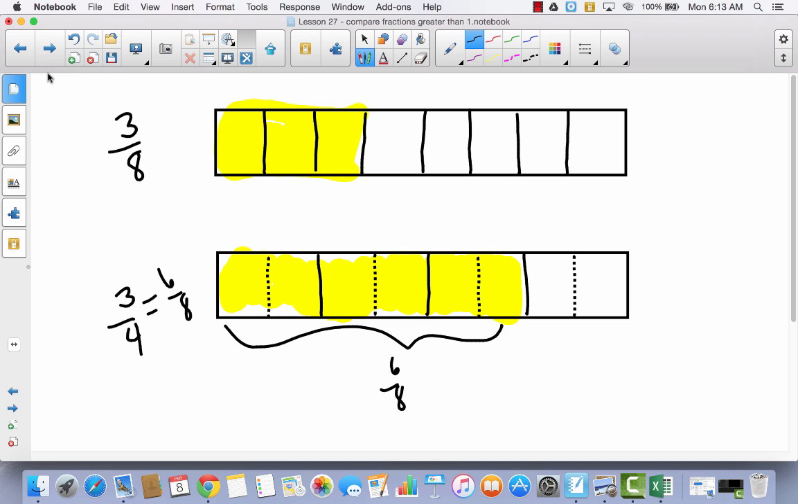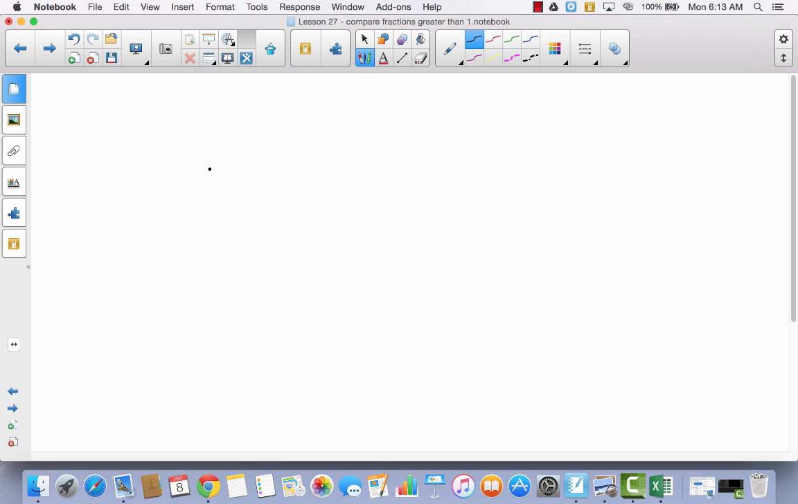So if I wanted to compare 3 3/8 and 3 3/4, which is the same thing as 3 6/8, well, if I have 6/8 instead of 3/8, it's obvious that this is going to be less than. So you can see here that my strategy was to find a common denominator because it's easier to compare when your units are the same.